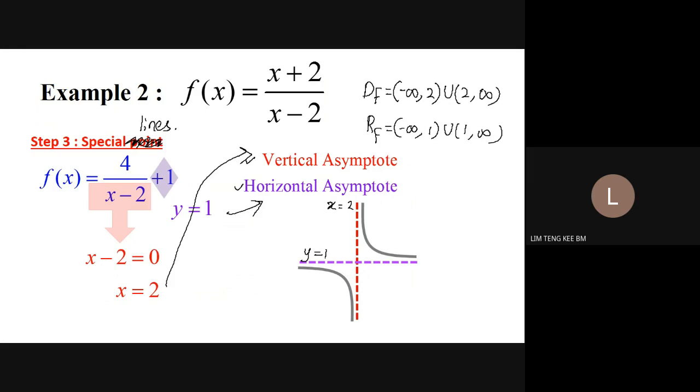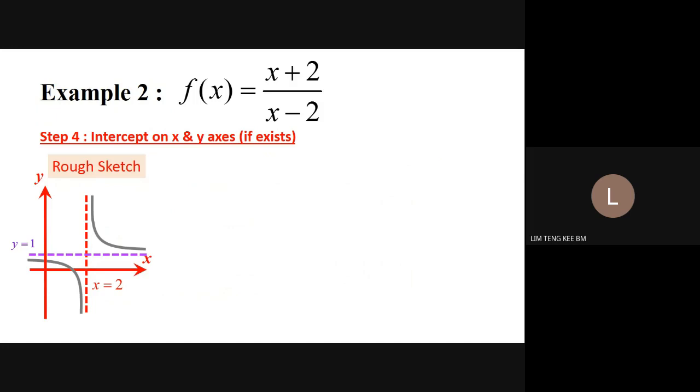Now we continue on step 4, where we want to decide whether the x and y intercepts exist or not. Using the asymptotes and the form of graph that we have so far until step 3, when you do the rough sketch, this is what I suppose I have. The vertical asymptote is x equals 2, the horizontal asymptote is y equals 1, and I do the rough sketch of the graph. I should see that I can have x and y intercepts existing.